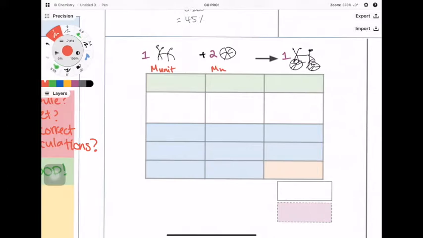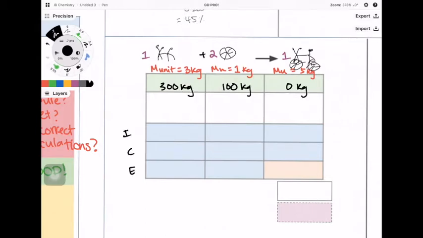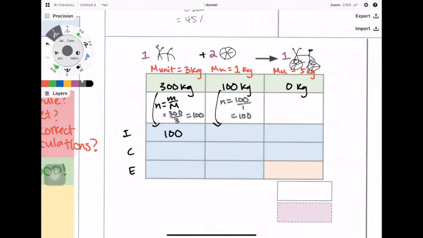I have one bike frame plus two bike wheels makes one bike, but this time I'm giving you the mass of one of each of these different items. So one bike frame is 3 kilograms, etc. I'm also giving you a starting mass. So instead of telling you how many frames I have, I'm telling you I have 300 kilograms worth of frames. And so this adds a little bit of an extra wrinkle to our problem, where we have to figure out how many frames we have before we can continue with our ICE table.